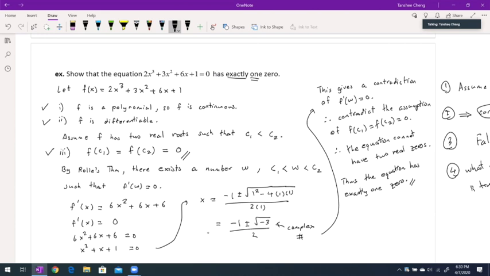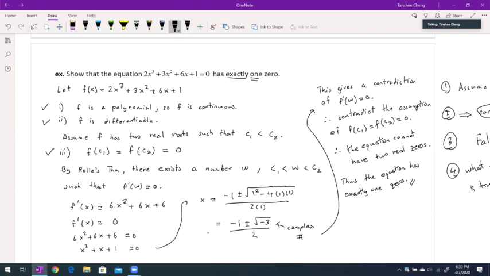Are we all okay with this? So now, because these 3 criteria are met, by Rolle's theorem this is guaranteed: there exists a number W, and W must be between what? Between the two endpoints, right?